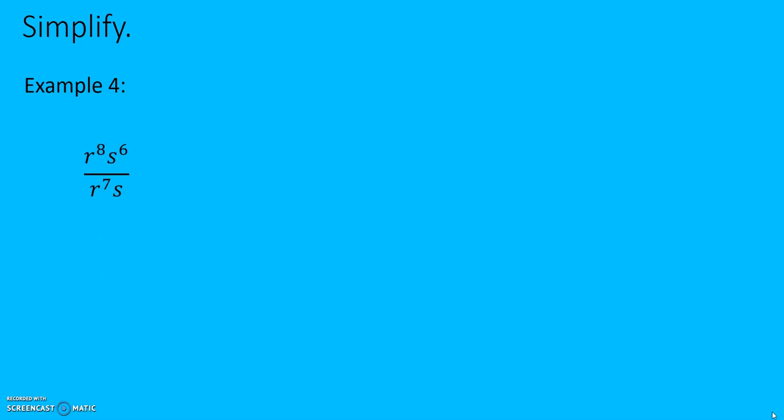Example 4: r to the 8th, s to the 6th, divided by r to the 7th times s. Just look at the r's first. R to the 8th divided by r to the 7th. Subtract those exponents. That's r. Then s to the 6th divided by s to the 1st, s to the 5th. So the answer is r times s to the 5th.